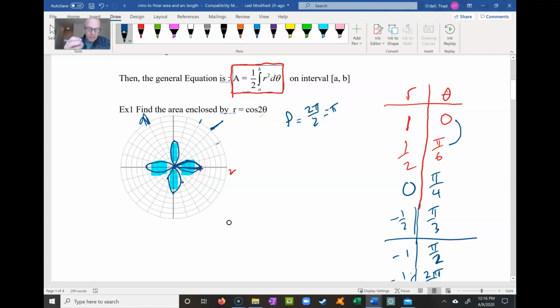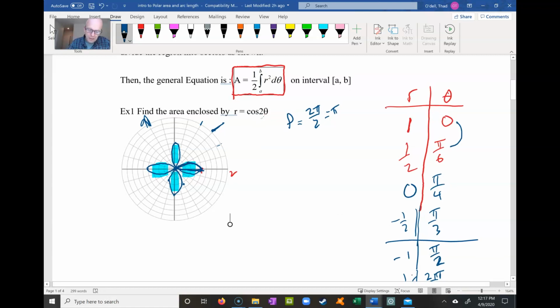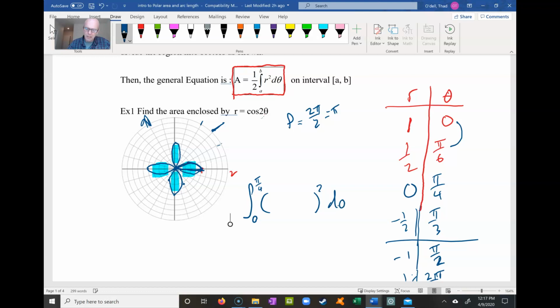So this thing begins at 0. If I'm going to write the integral, I'm going to say the integral from 0, and we're talking radians, of course, to, and remember we hit this spot right here at pi over 4. So I'm going to put a little pi over 4 up here. And the formula is 1/2 r squared d theta. But remember I'm doing 8 of these, there's 8 of these little half petals, so I'm going to multiply 8 by the 1/2. That leaves a 4 out front.